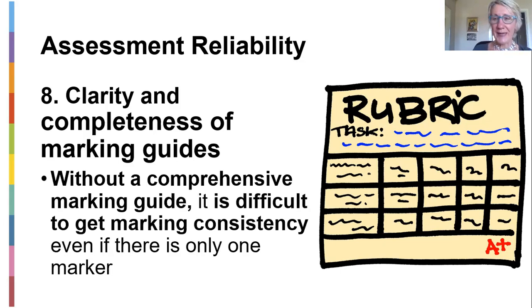So without a comprehensive marking guide, it is difficult to get marking consistency, even if there's only one marker. And I know I actually go back and I monitor myself because sometimes I'm tougher on the first papers than I am towards the end, to make sure I'm maintaining marking consistency. But often if I've got a rubric, I will maintain that consistency in spite of that.